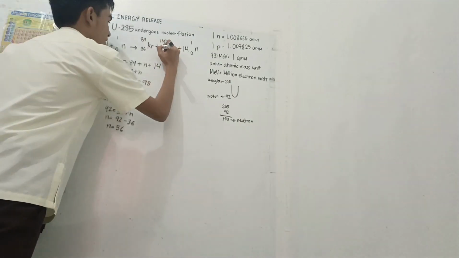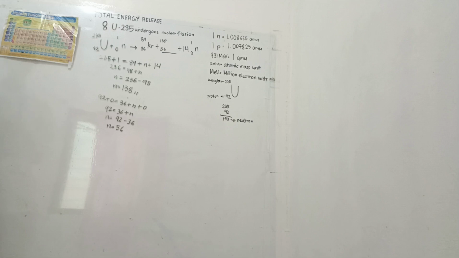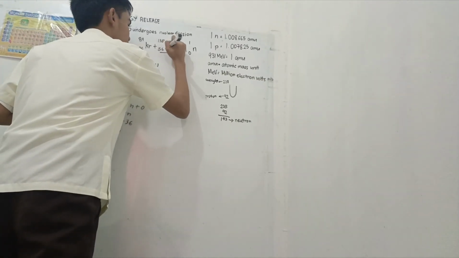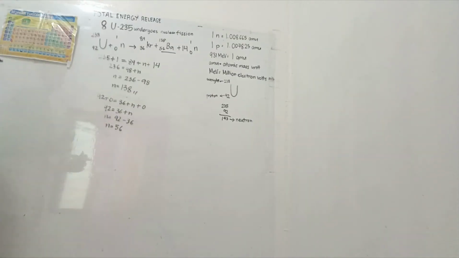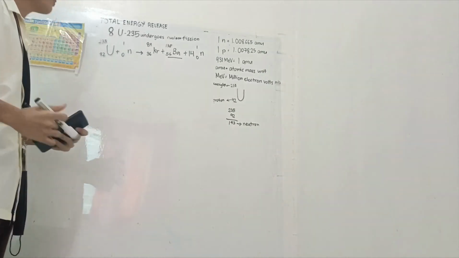Now, alam na natin na pang 56 siya sa periodic table of elements. Now, kung hahanapin natin siya dito, malalaman natin na siya ay ang barium. Ngayon, na-balance na natin na equation, mag-proceed na tayo sa ating next step. And let's now proceed in computing the total energy released. So, paano nga ba yun?